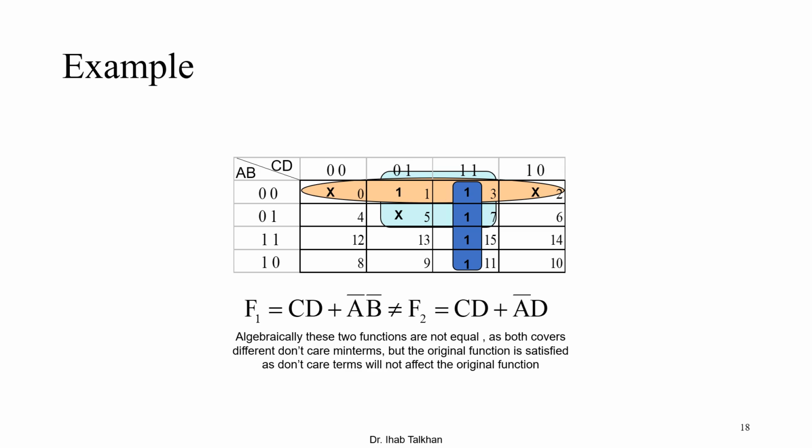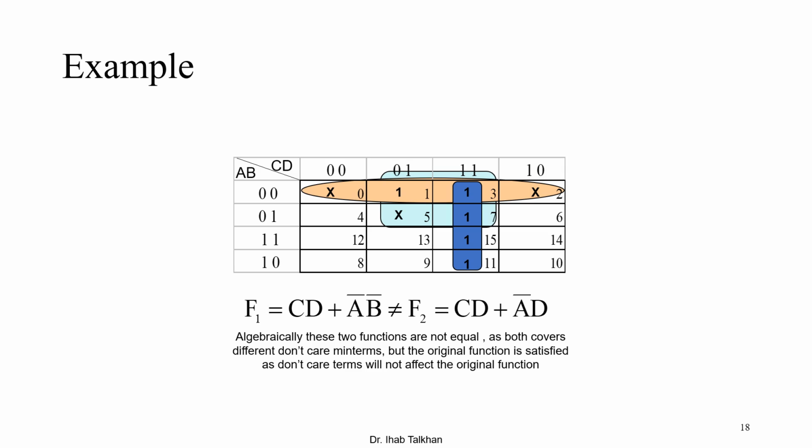In this example, you have another function called F1. F1 equals what? CD, which we had before, plus A bar B bar. This means that you have two definitions for your function. For function F1, for the don't cares inside the map, in cell 0 you choose x equal to 1, in cell 2 you choose x equal to 1, and in cell 5 you choose x equal to 0.